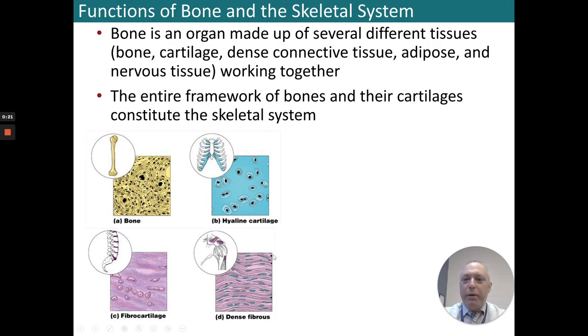Okay, so bone is an organ made up of several different tissues. Make sure you remember it's a tissue. And there's bone, cartilage, dense connective tissue, adipose, and nervous tissue working together. So the entire framework and their cartilages constitute the skeletal system.